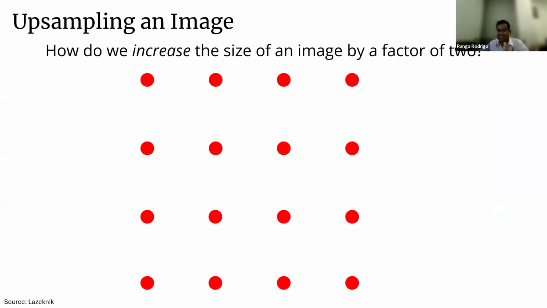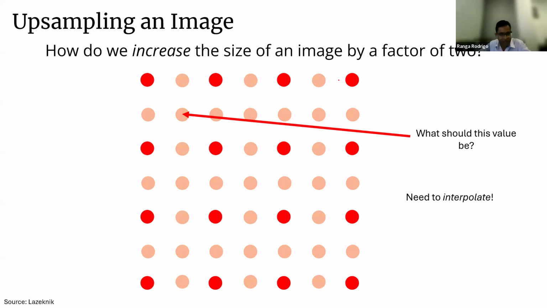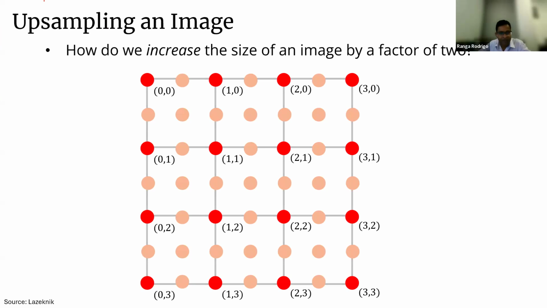So that is reducing the number of samples. But how do we increase the samples? That means how do we zoom an image? So let's increase the resolution of the sampling grid. We have to have additional pixels. So what is the way to do that? What should be this value here? We need to so-called interpolate. So we mark these as the centers of pixels: 0,0, 1,0, 1,1, 0,1.